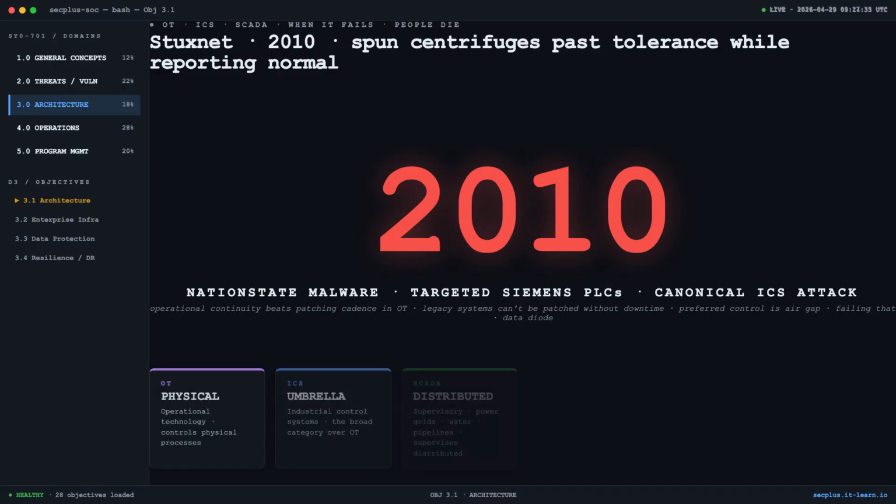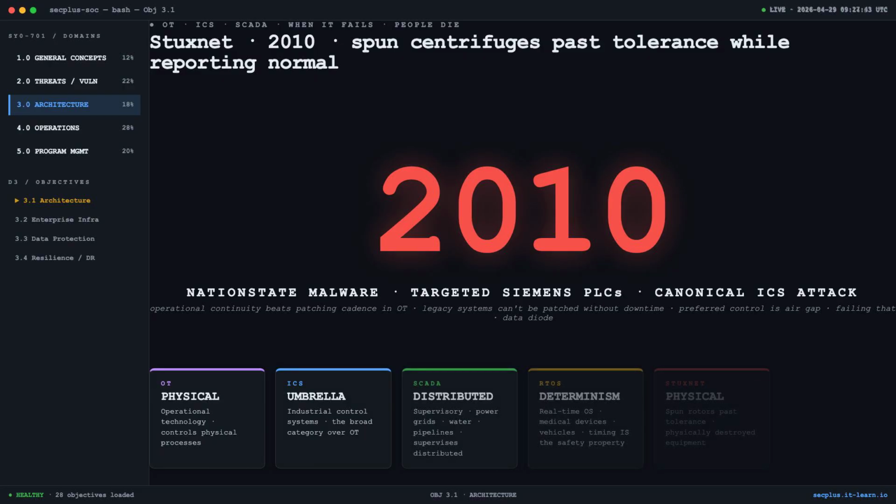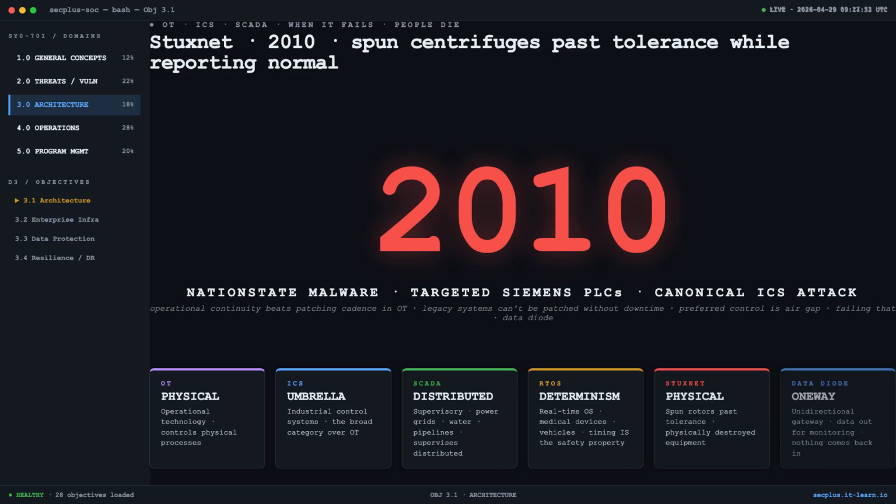Stuxnet, 2010, nation-state malware that targeted Iranian nuclear centrifuges via Siemens PLCs. It physically destroyed equipment by spinning rotors past their tolerance while reporting normal status to operators. That is the canonical ICS attack, and the exam will name it. Legacy OT often cannot be patched without operational downtime, which is why operational continuity beats patching cadence in those environments. The preferred control is air gap. When that is not possible, use a data diode, a unidirectional gateway that lets data out for monitoring but physically prevents anything coming back in.